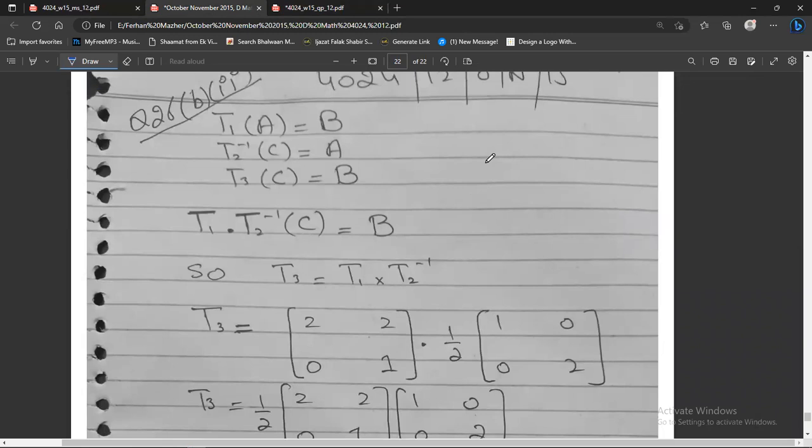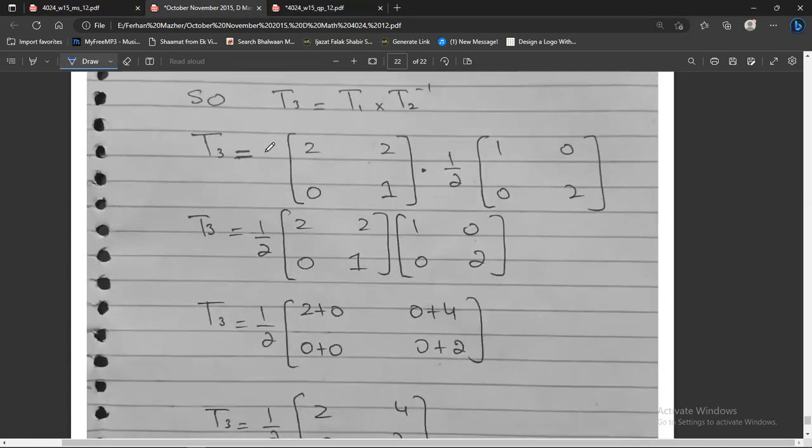You can see I have written here T1. If you do T1 on A, you get B. If you do the T2 inverse on C, you will get A. And if you do T3 on C, you get B. This is already given. So on C, you do T1 and T2 inverse, and you get B. That means if you take the T2 inverse of C, whatever image you get, you will get A, and then you take its T1, you will get B. So this is basically equal to T3. So T3 equals T1 multiplied by T2 inverse.